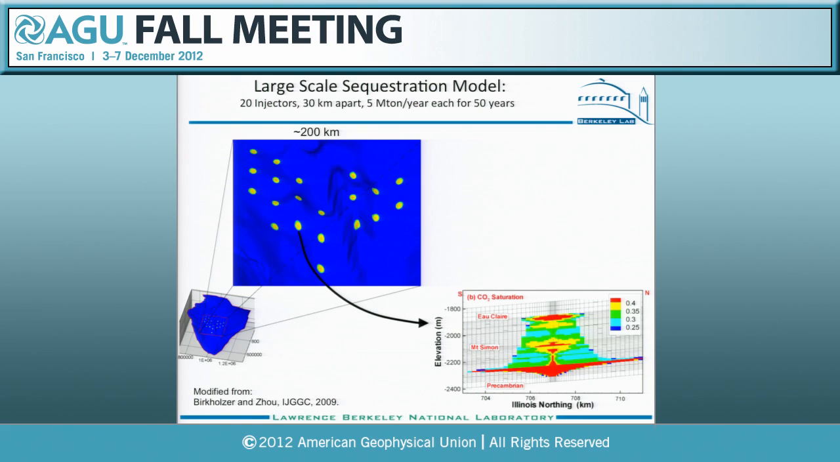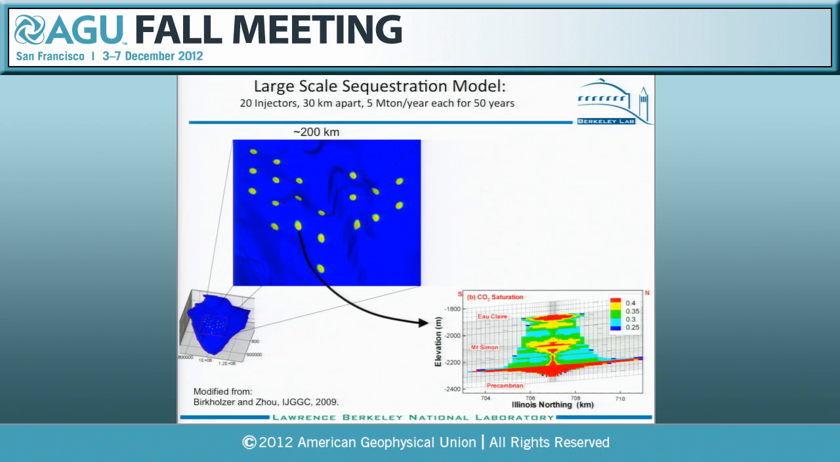An example of this is some work that was done a couple of years ago by Burkholzer and Zhao. These little yellow spots in the blue background are actually 20 different CO2 injectors in the Illinois basin in central United States. And what a real large-scale project would look like, or large-scale sequestration would look like, is many projects which begin to interact. And the colors here are pressure. So you start to get a buildup in the pressure field in this large regional reservoir over 200 kilometers.